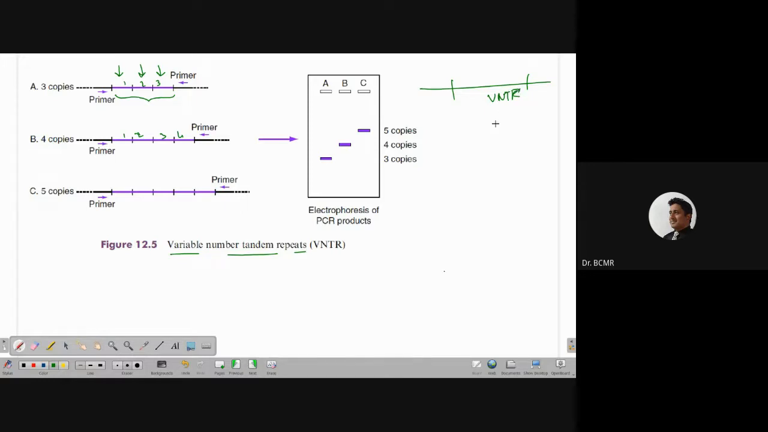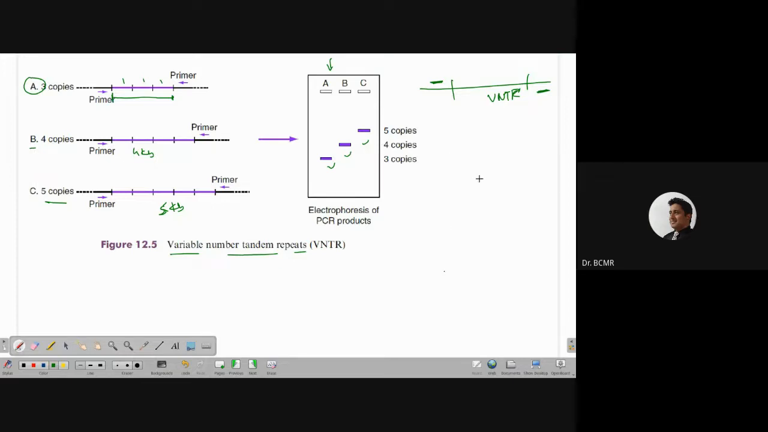So if we know the region where these VNTRs are present, and we want to know how many repeats are present, then it is simple. We have to design primers in such a way that this part of it is unique, right? And only this part of it is the repeat part. By designing primers like this, the first copy, because it has 3 copies, each assume 1 kb, will give a 3 kb fragment, approximately. And if it has 4 copies, it will give a 4 kb fragment, and a 5 kb fragment if it is 5 copies. By doing this with just PCR products and electrophoresis, you can guess the number of copies that are present.